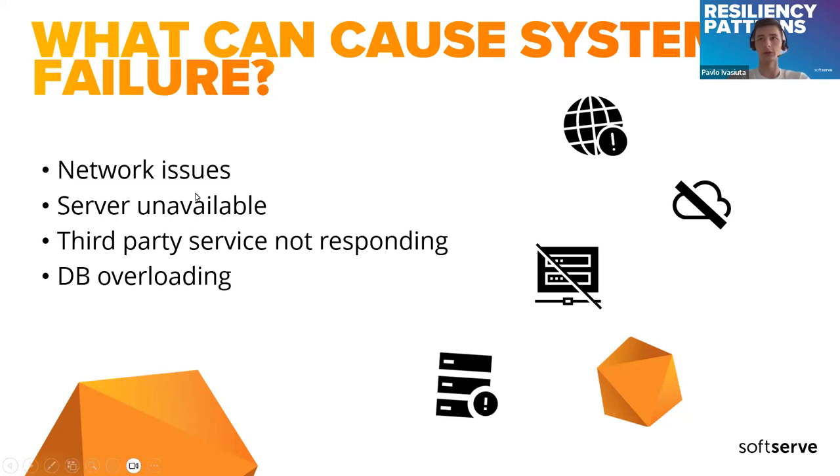Both on-prem and cloud services might be unavailable from time to time. Network issues, when something happens with internet connections. In case you use some third-party services, they might not respond from time to time, and it might create some latency on your system, on the client side. And for example, when you use a database connection, your database might also be overloaded, and it might return the response with some delay, and it might cause some timeout issues.